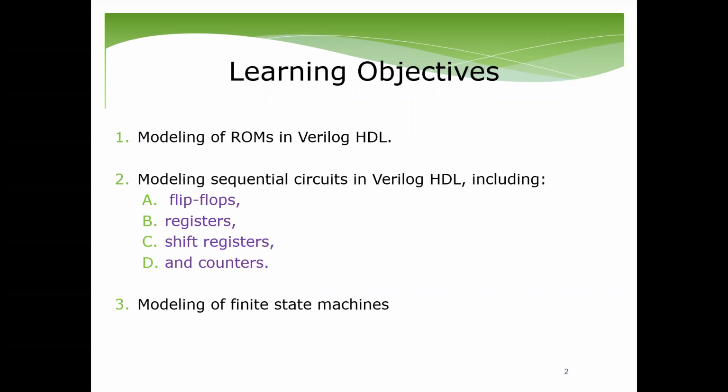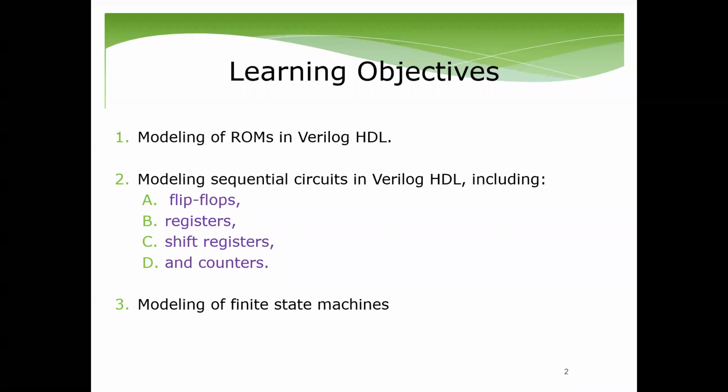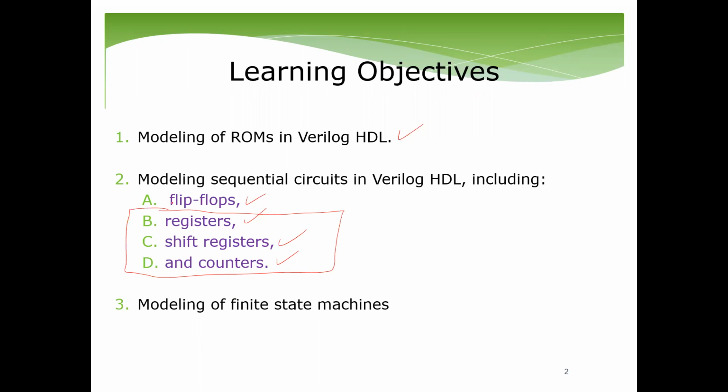Last class we started Unit 6 titled Modeling ROMs, Sequential Circuits, and Finite State Machine using Verilog HDL. Mainly Unit 6 will be covering three sections. Modeling of ROMs, which we already covered. Modeling of sequential circuits. We're going to start this part today. Probably we're going to cover flip-flops. We will also be talking about registers, shift registers, and counters. Most of these we got introduced to in Unit 2, I believe. And then lastly, we'll be covering modeling of finite state machines.